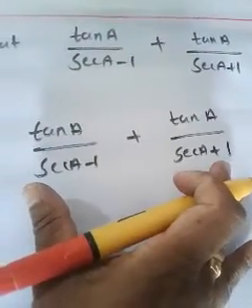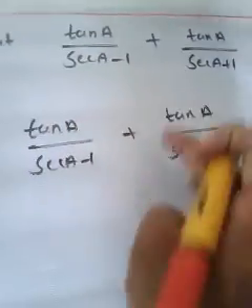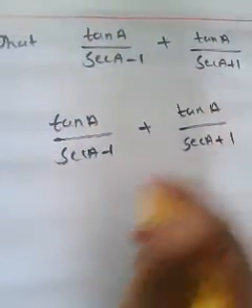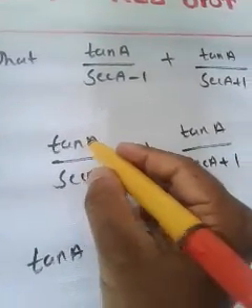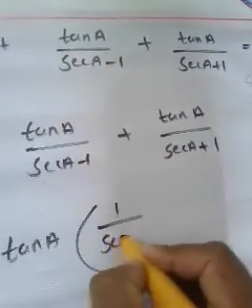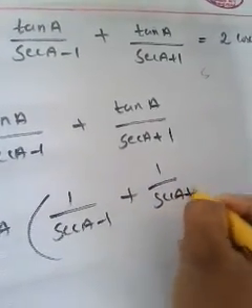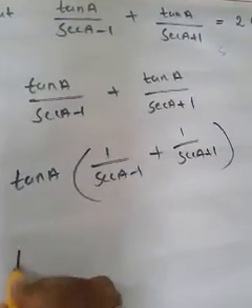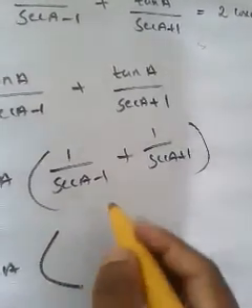I have written the LHS as it is, and from the first look we can see that the numerator is tan A in both terms. That means of course you can take tan A outside. When you take tan A outside, nothing will remain in the numerator, so you write 1 by cot A minus 1 plus 1 by cot A plus 1. Is equal to tan A into, now let us try to cross multiply.